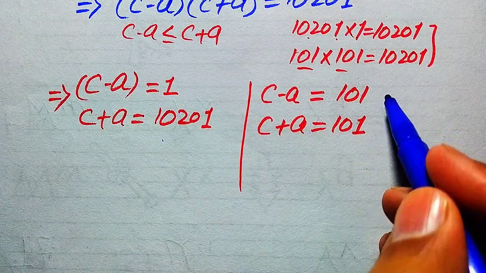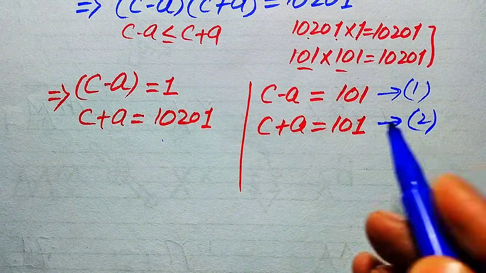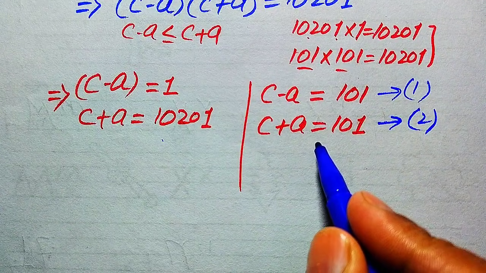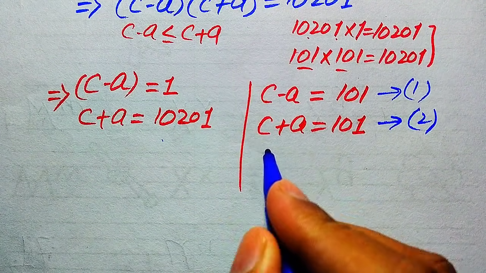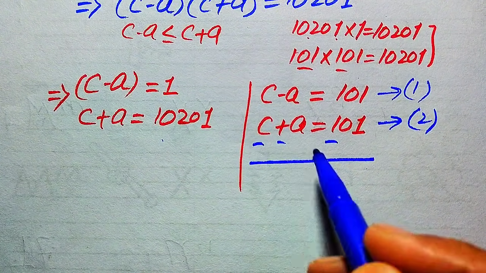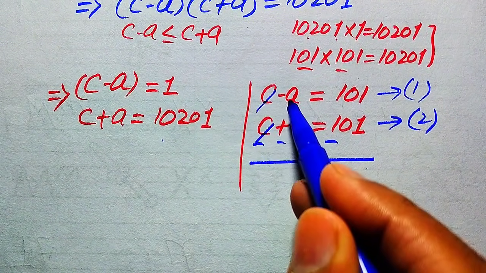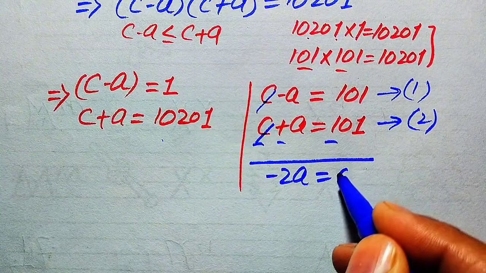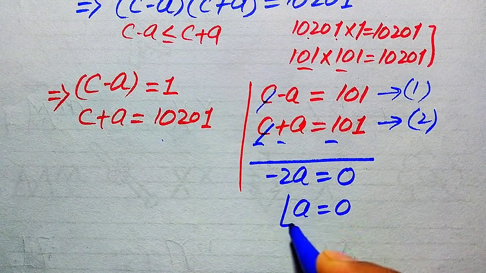Now first we need to focus on here. We call this equation number 1 and this equation number 2. When we subtract these two equations, we need to change the signs, and you see that the positive and negative c are cancelled out by each other. Minus a becomes minus 2a, and these are also gone, and we get 0. So from here we easily get the value of a equals 0.